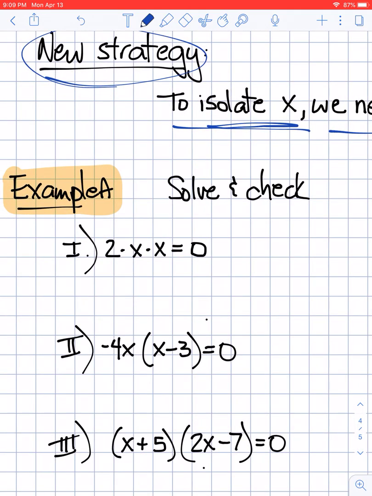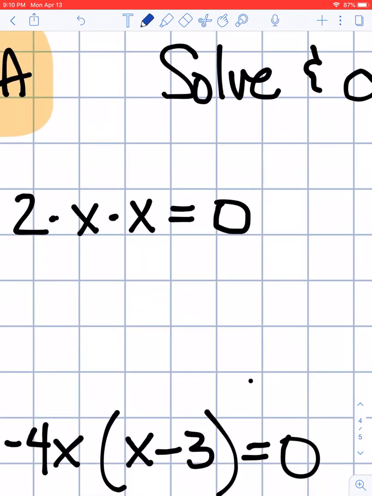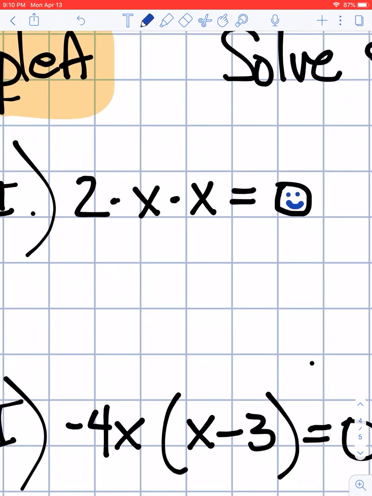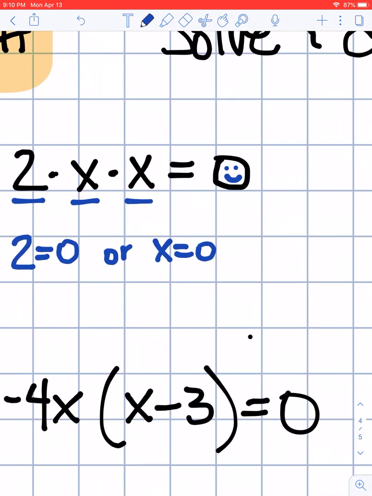So here we have a problem: 2 times x equals 0. Good news, we got a 0. Most of the time in today's homework, that problem is going to be 0. If it's not, we need to make it 0. All right, so option 1. I have 3 things here. So either 2 could be 0, or x could be 0, or x could be 0.